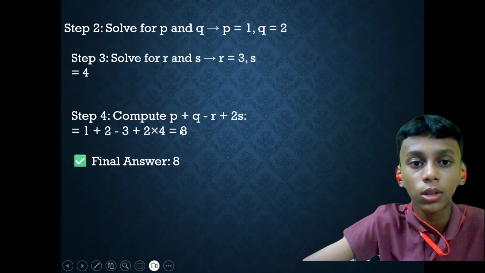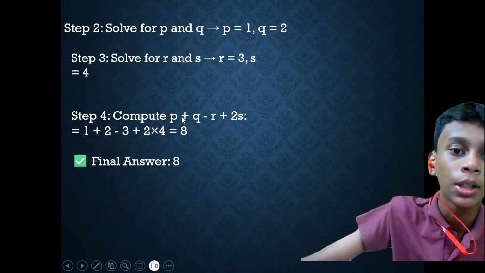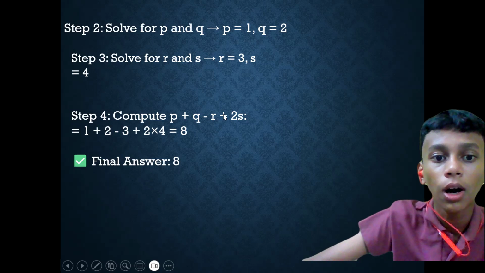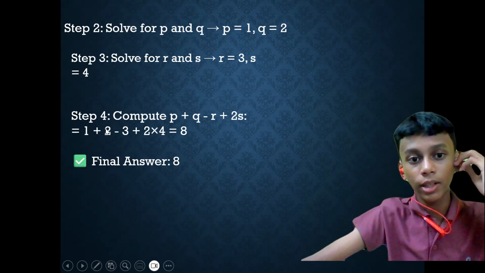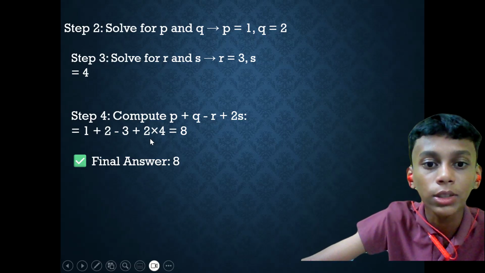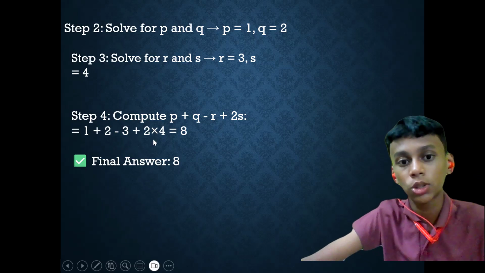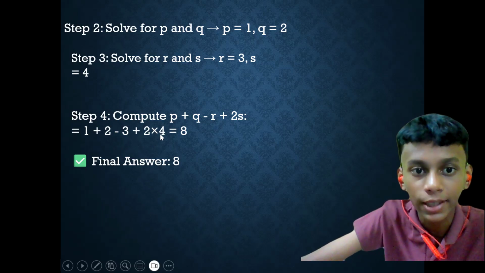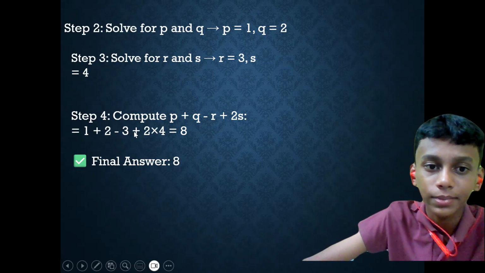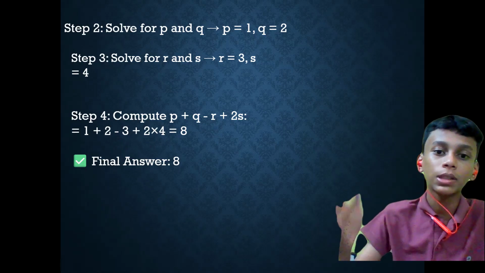Since we got all the values, we can now substitute. P value is equal to 1, q value is equal to 2, minus r value is minus 3, and plus 2s is 2 into 4, which is equal to 8. So 2 into 4 is equal to 8, plus minus 3 is equal to 5. And 1 plus 2 is equal to 3, so 5 plus 3 is equal to 8.